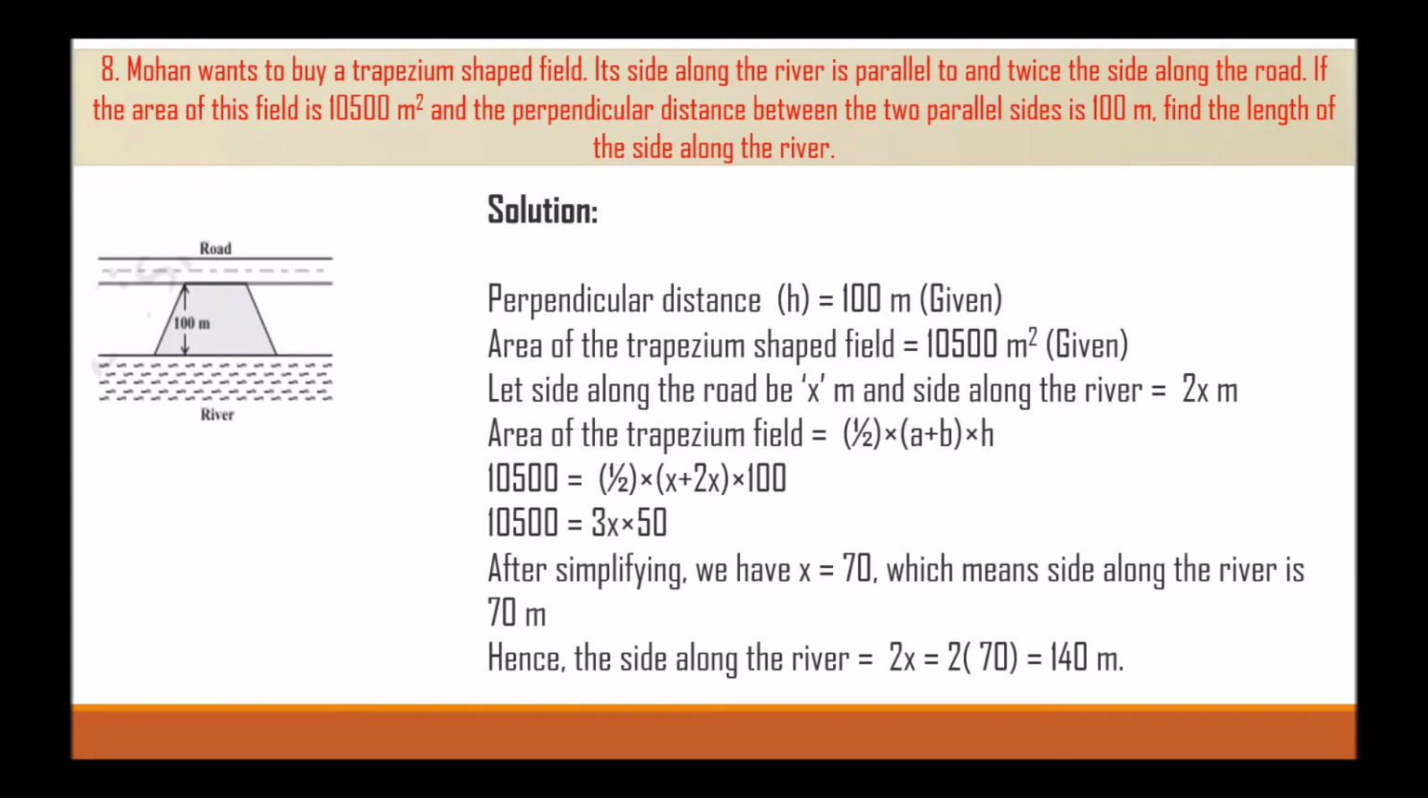Let side along the road be x meter and side along the river equals 2x meter. So area of trapezium field equals half into a plus b into h, that is 10,500 equals half into x plus 2x into 100. So 10,500 equals 3x into 50. By simplifying, we have x equals 70, which means side along the road is 70 meter and side along the river equals 2x equals 2 into 70. So we will get 140 meter.